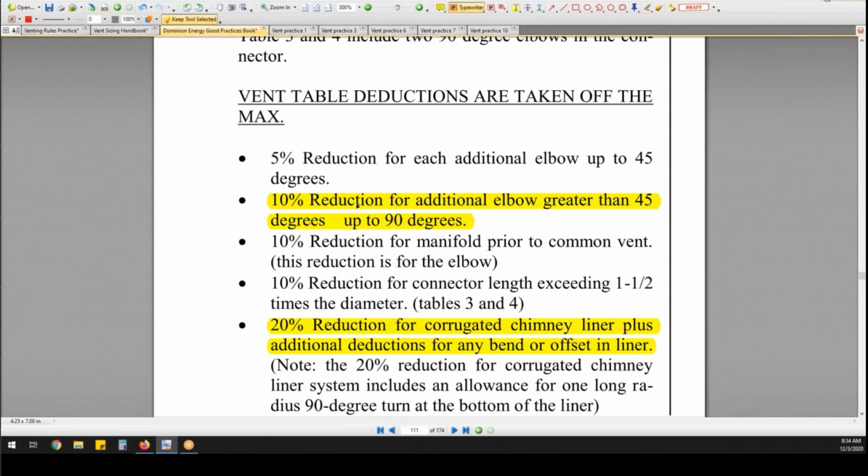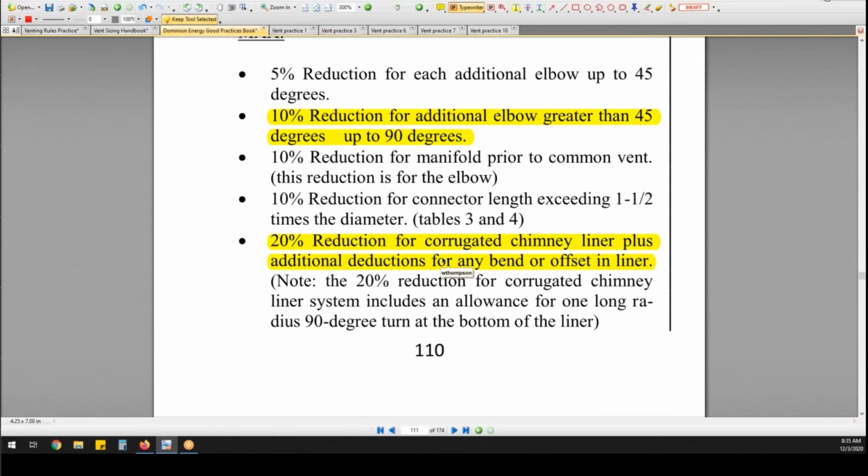So when you start adding elbows, you've got to start taking reductions in capacity. Turner, what'd you come up with on 26 about corrugated chimney liners? The question is, when installing it, how much do you reduce it by? So right there on page 110, 20% reduction for corrugated chimney liner. If you're using a corrugated chimney liner, you've got to take a 20% reduction in what the tables tell you it is capable of doing.